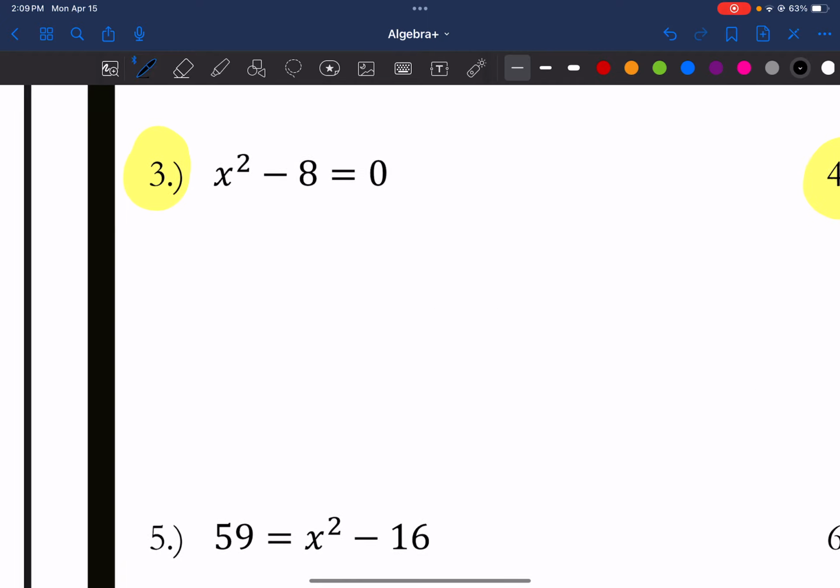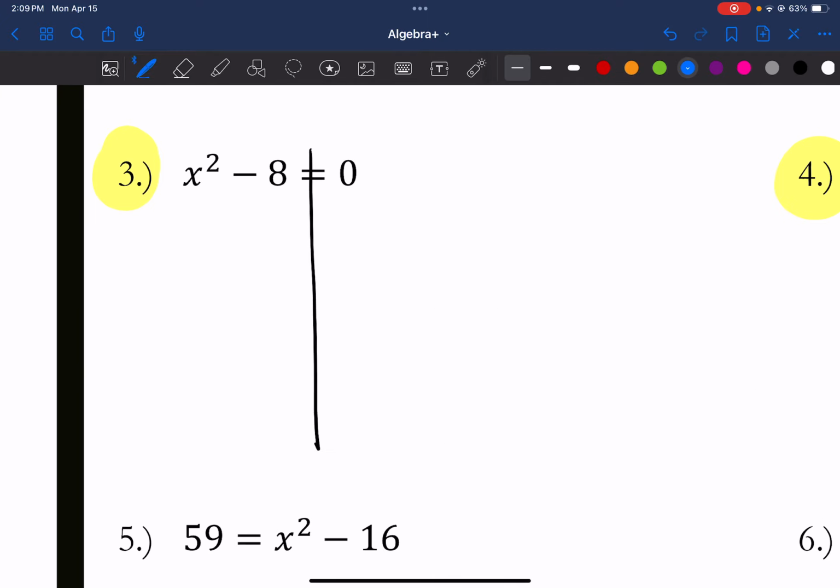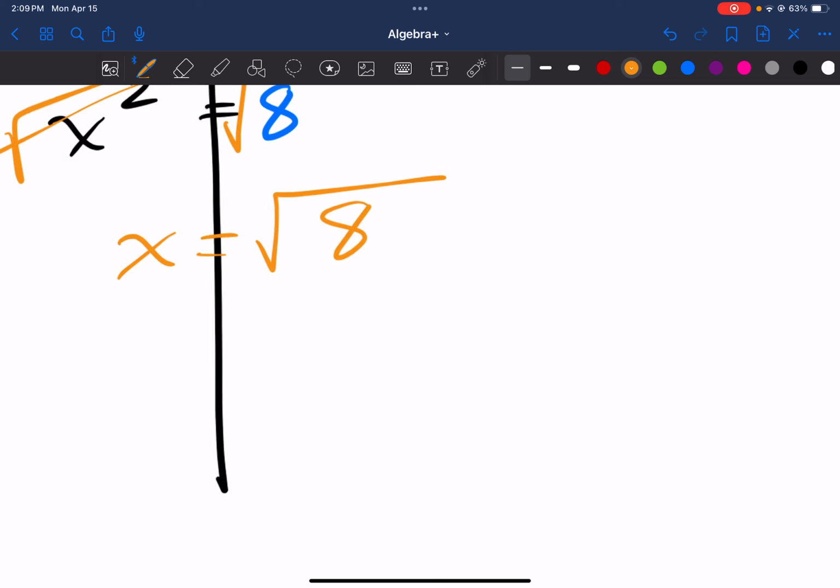We're going to go and add 8 to both sides. So I get x squared equals 8. I take the square root of it, so I get x equals square root of 8. But this is not done.